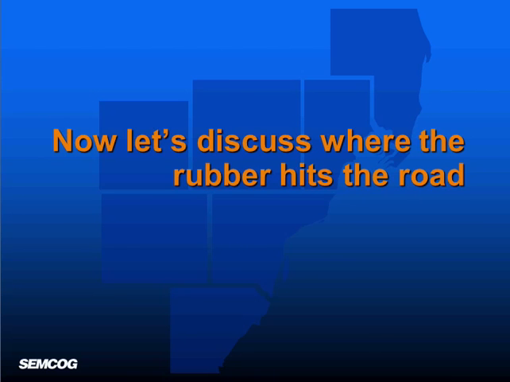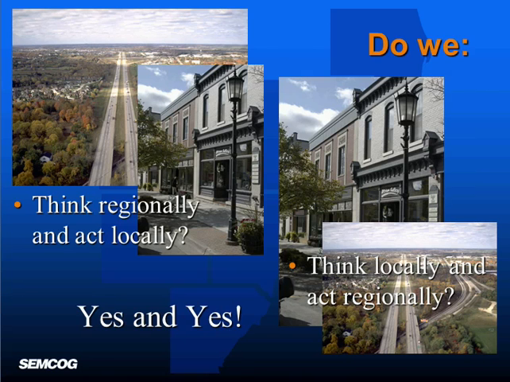So what does this approach to planning yield? One of the things is we would ask ourselves, do we need to think regionally and act locally? Or do we need to think locally and act regionally? Well, our response to that would be yes and yes. In order to improve the system, we not only have to have local elected officials think regionally, but we need to have just the opposite. We need to take the regional thoughts and actually figure out how the locals can have impact into that.